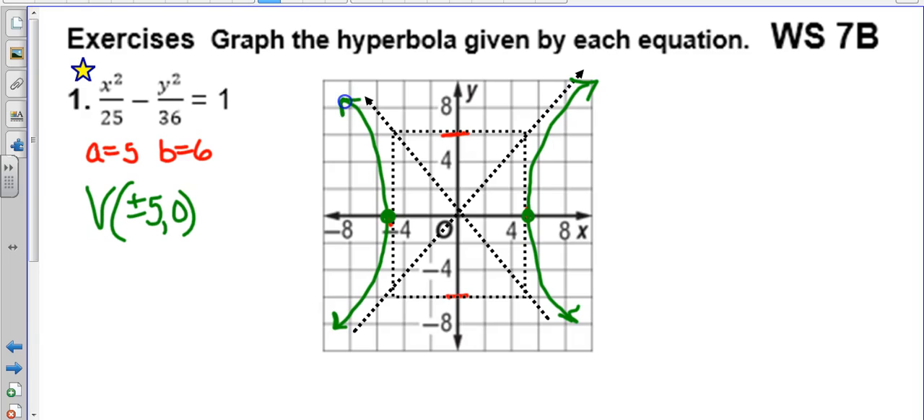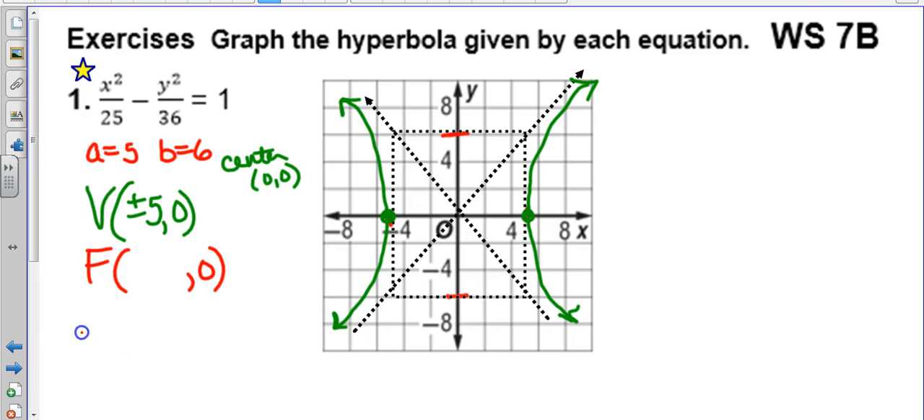Okay, those aren't the worst ones I ever drew. What else do we need? Well, I guess we could have said the center is at 0, 0, but that's kind of understood. What else am I missing? The foci. How do we find those?